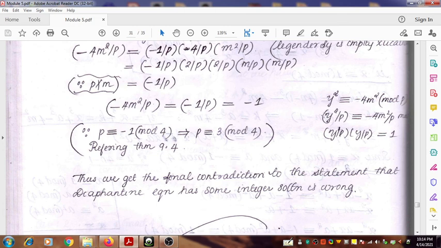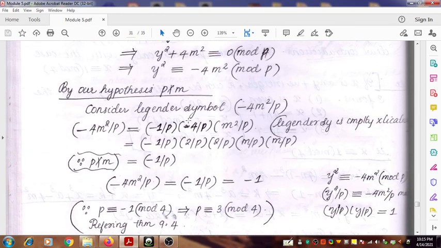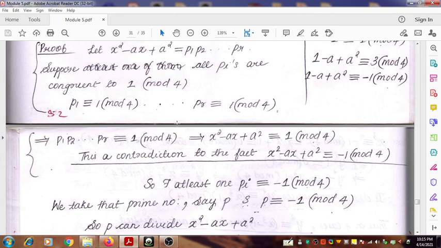But this can then be split: (y squared | p) equals (y | p) times (y | p), using the complete multiplicativity property. Clearly that value equals plus 1. Thus we get that the Legendre symbol (-4m squared | p) equals plus 1. But in the previous step you have proved that (-4m squared | p) equals -1. It's a contradiction.